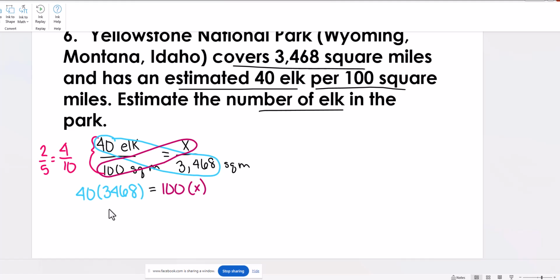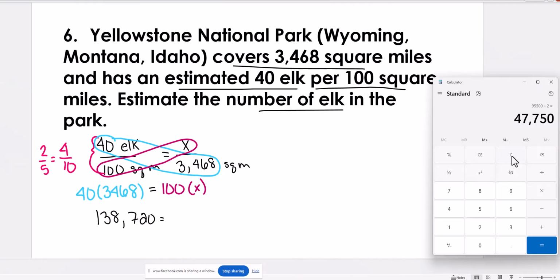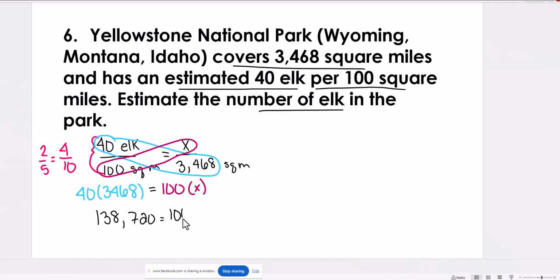All right. 40 times 3,468 turns out to be 138,720. Let's just double check I have that correct. 40 times 3,468. Okay, perfect. Equals 100 times x, which is 100x. We're going to divide by 100. We want to get x by itself.